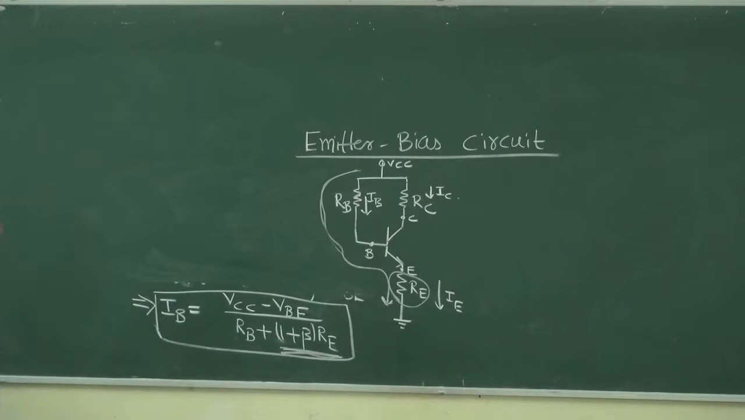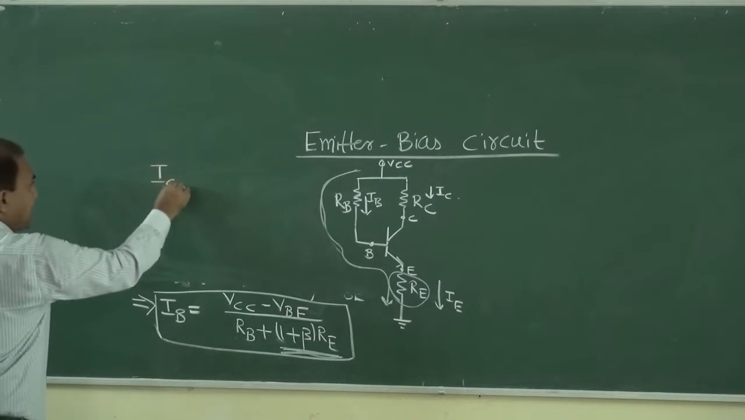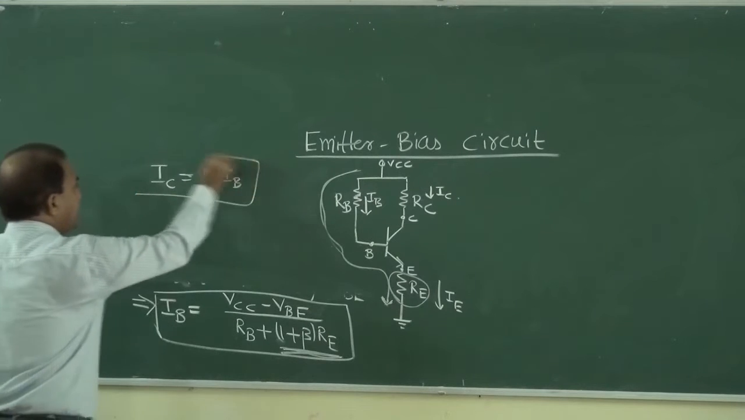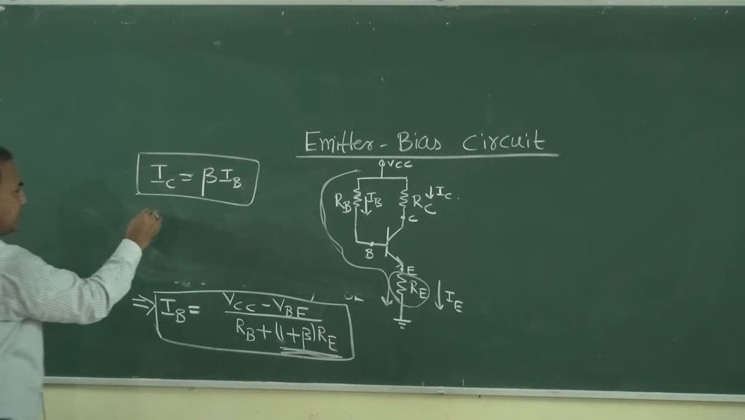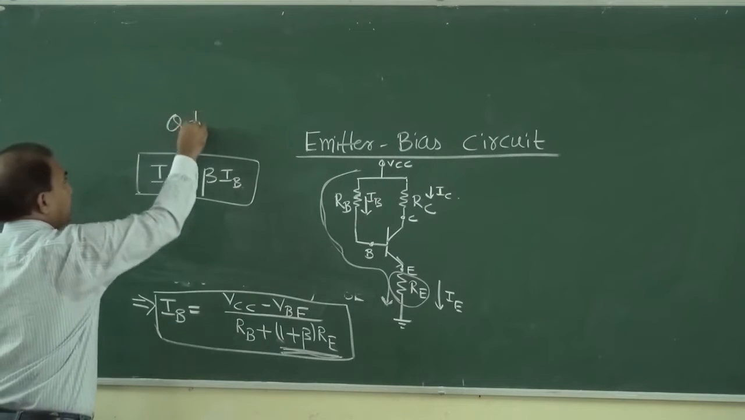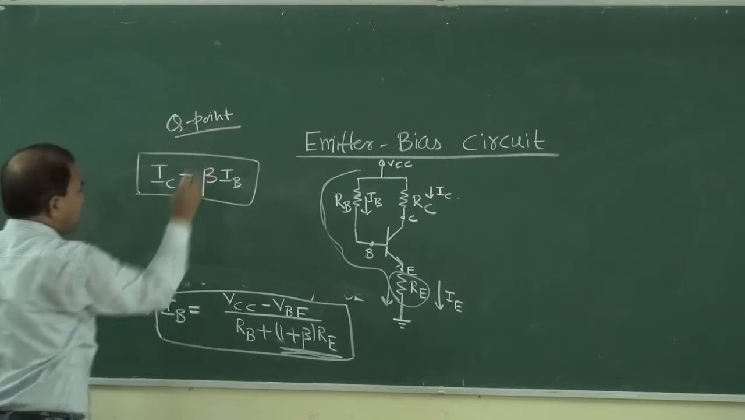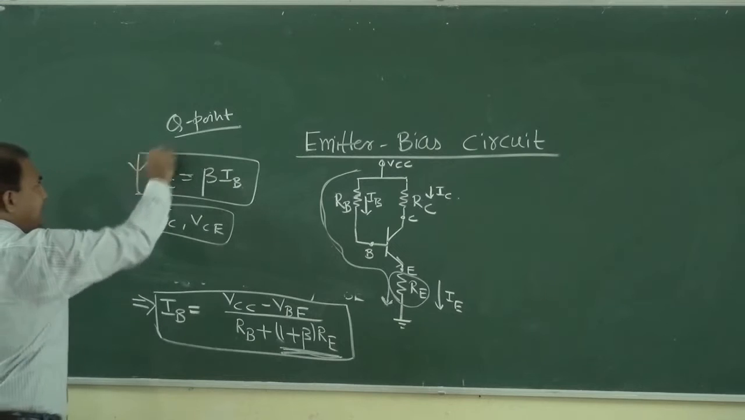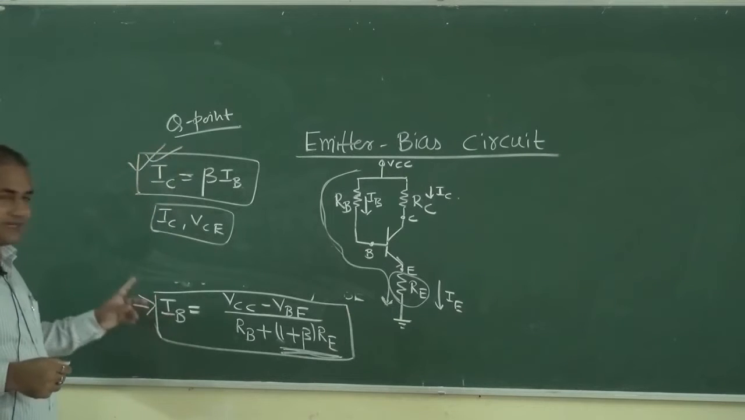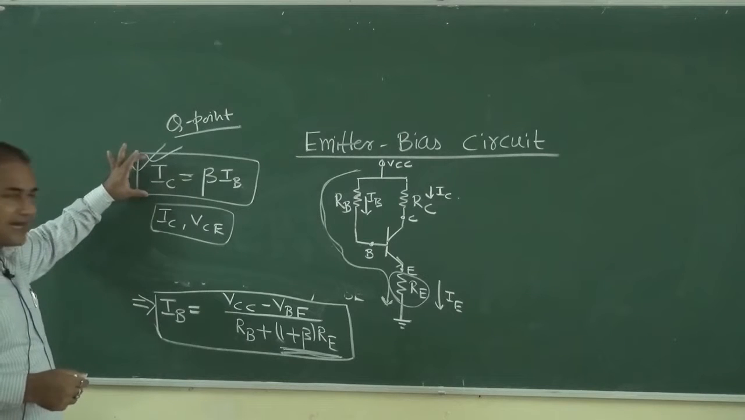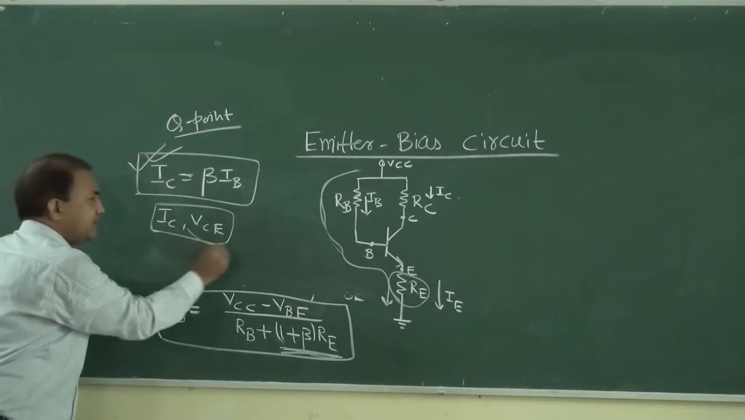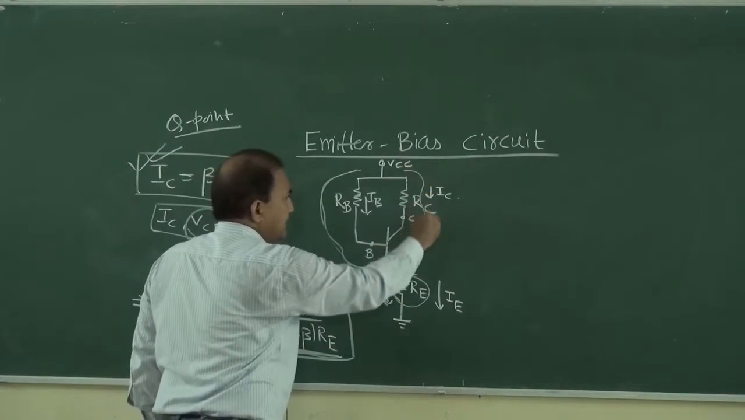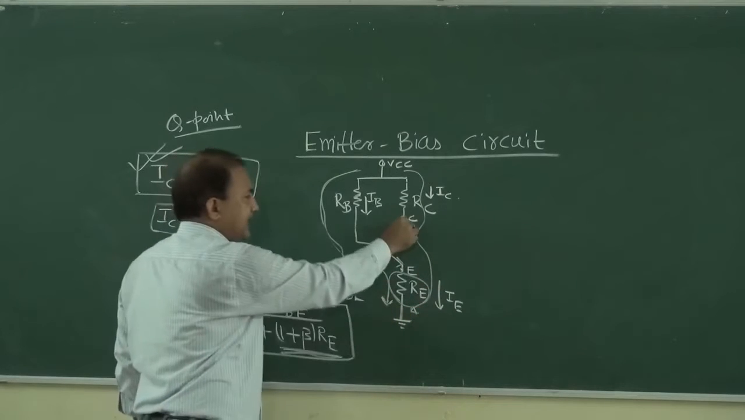Okay. Now we can determine IC, it is equal to beta times IB. Okay. So motive is to determine the Q point. Okay. So IC and VCE we have to determine. So IC can be determined if IB is determined. So IC we can determine like this. Now how to determine VCE? Okay. So in order to determine VCE, we have to consider the outside loop, that is collector emitter loop.